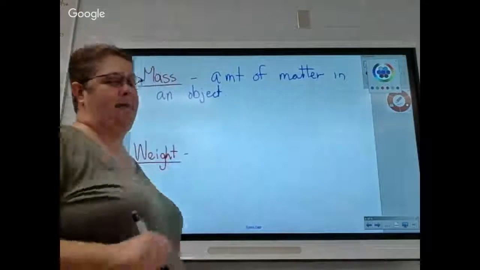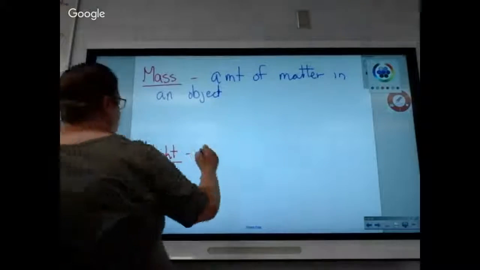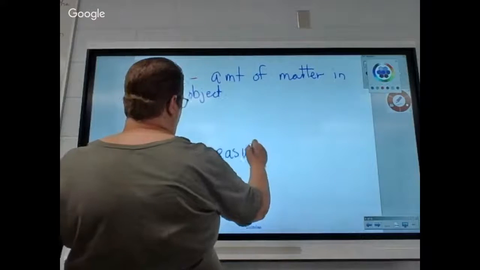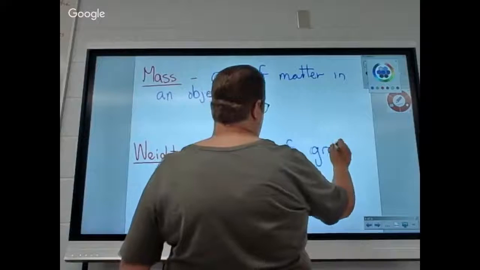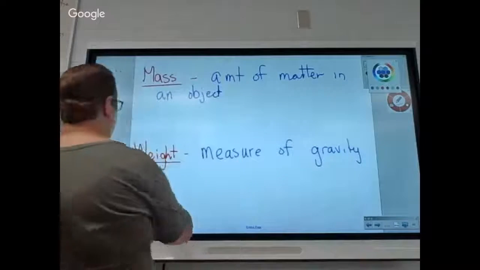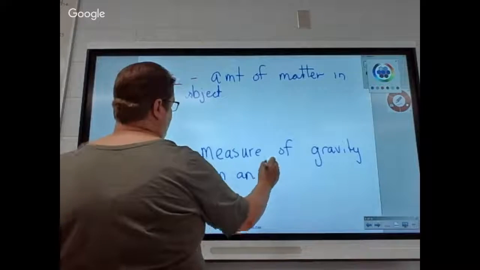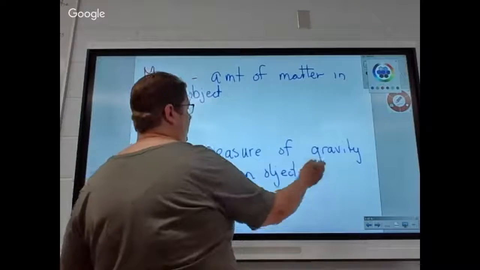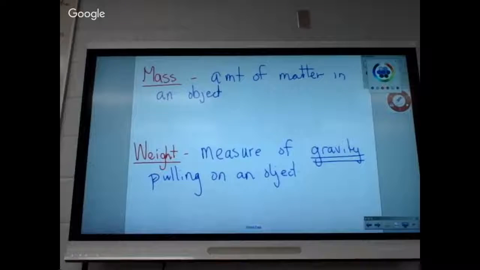Now, weight is the one y'all said you remember. So it's the measure of what? It's the measure of gravity pulling on an object. Now, notice I didn't specifically say Earth's gravity. In this definition, I made it a little more generic because all objects have gravity. It doesn't just have to be the Earth's gravity.